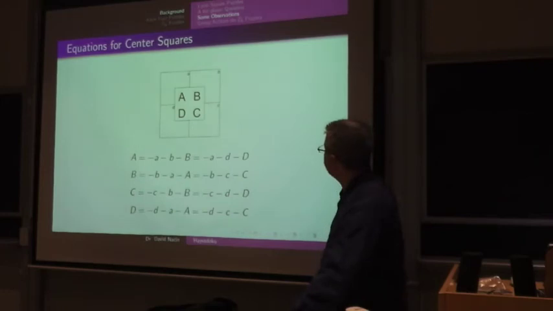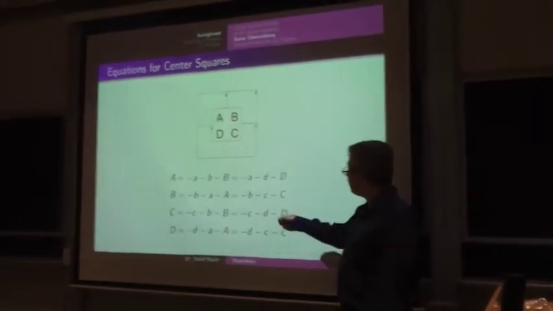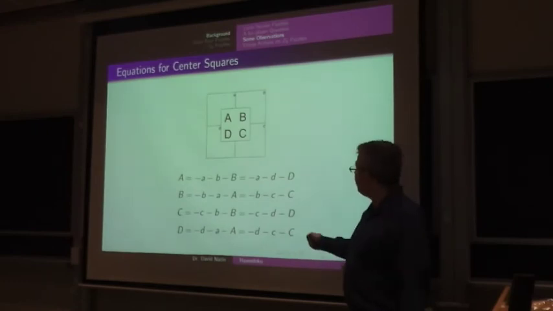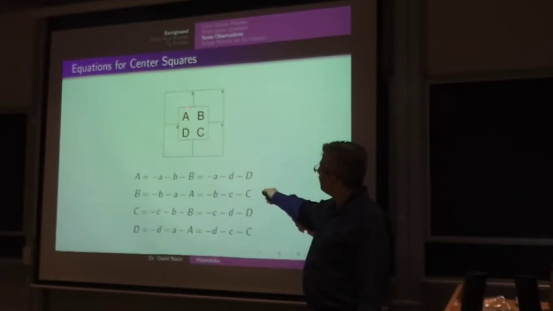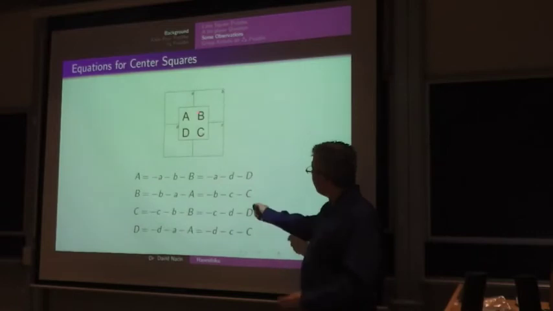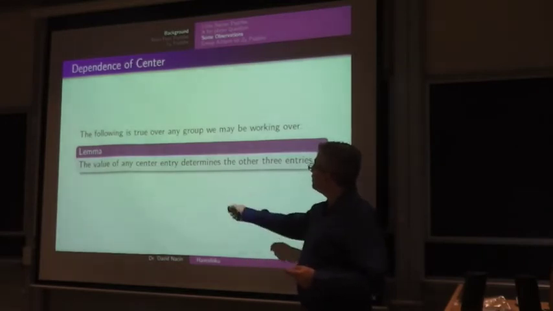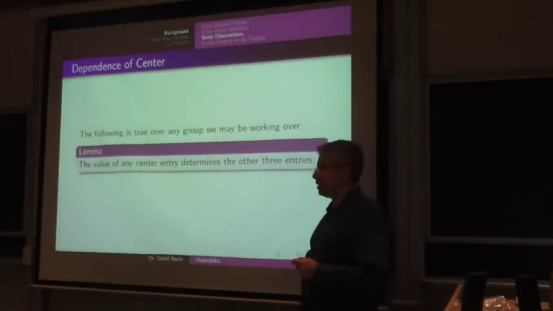Now, using the fact that the top half has to add to 0 and the bottom half has to add to 0 and the left half and the right half as well, I get these equations, but I don't even need to look at those in order to know that if I know what A is and I know what the top clues are, I immediately know what B is, and then from the right clues I get C, and then from the bottom clues I get D. So if I know what the entry of any of the 4 center cells happens to be, then I immediately get the entire center. So I'm going to call this dependence of center, and I'm going to be using that as well.